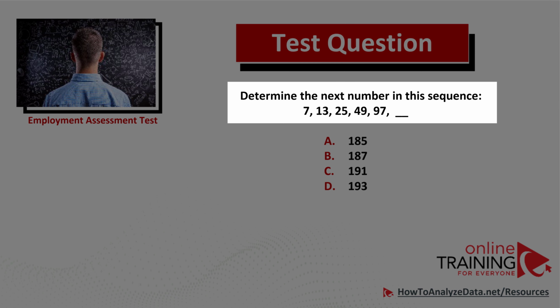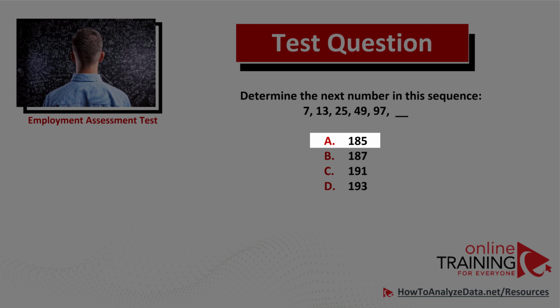Determine the next number in the sequence. And you have a sequence of numbers: 7, 13, 25, 49, 97, and then the next number might be choice A, 185, choice B, 187, choice C, 191, or choice D, 193.